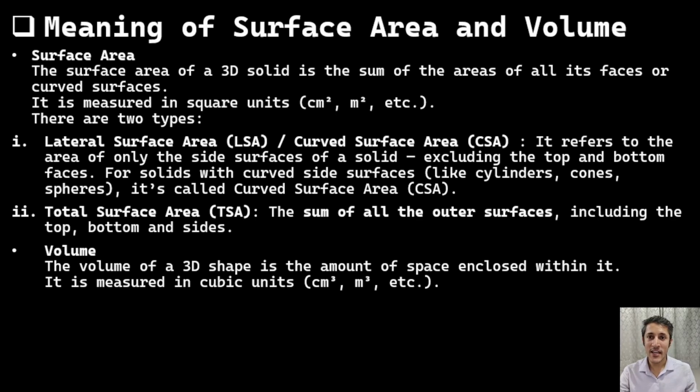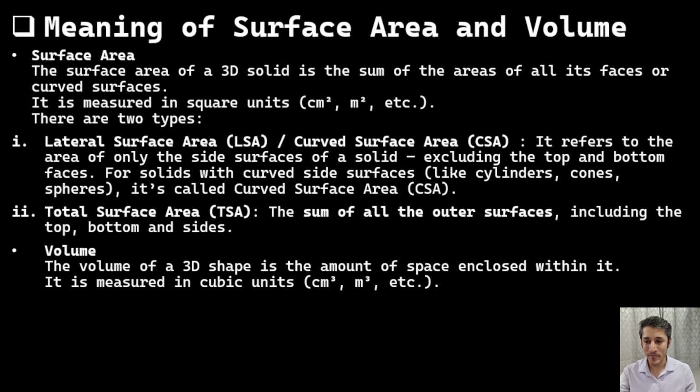So the lateral surface area or curved surface area is the surface area of the solid which excludes the top and the bottom. That will be the lateral surface area. And if the solid is curved, it is known as the curved surface area. Next we have the total surface area. In short, we write it as TSA. As the name suggests, it is the sum of all the outer surfaces. That will be the total surface area of a solid.